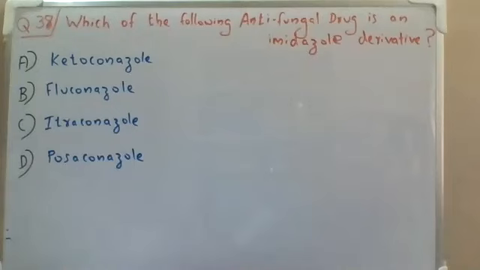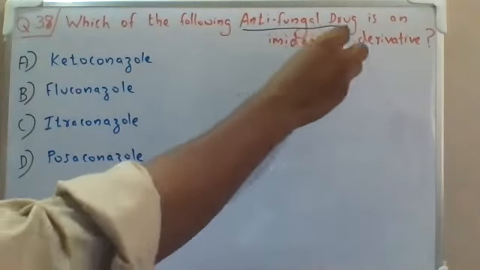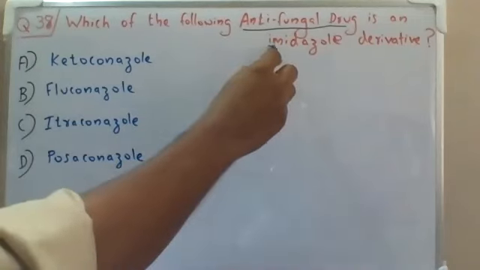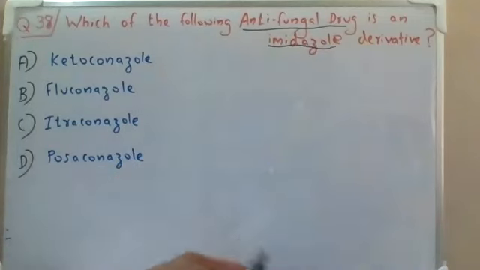Today's question is related to antifungal drugs, and the question is: which of the following antifungal drugs is an imidazole derivative? A, ketoconazole; B, fluconazole; C, itraconazole; and D, posaconazole.